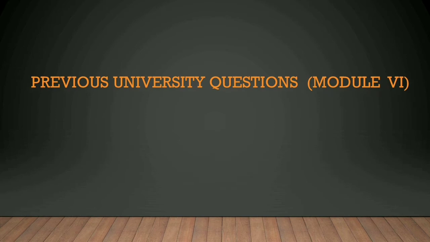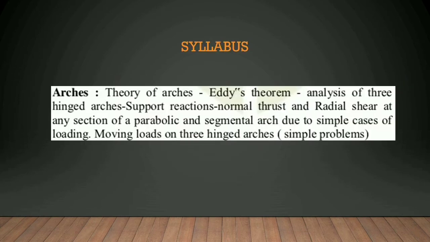In today's class, we are going to discuss some of the previous year university questions of KTU from 6th module. Sixth module is all about arches, its different types, mainly three-hinged parabolic or circular arches, then the Eddy's theorem, analysis of three-hinged arches, then equations to find out support reactions, normal thrust, radial shear at any section on the parabolic and segmental arch, then some simple numericals based on this, and moving loads on three-hinged arches.